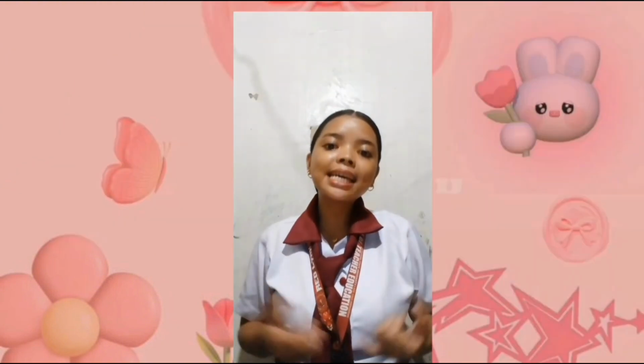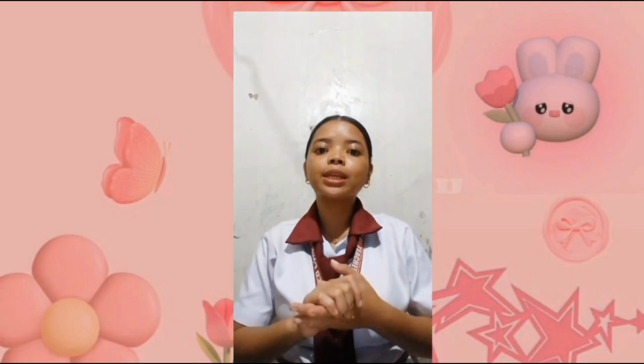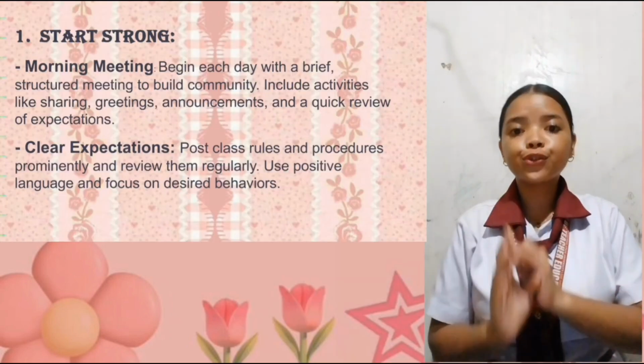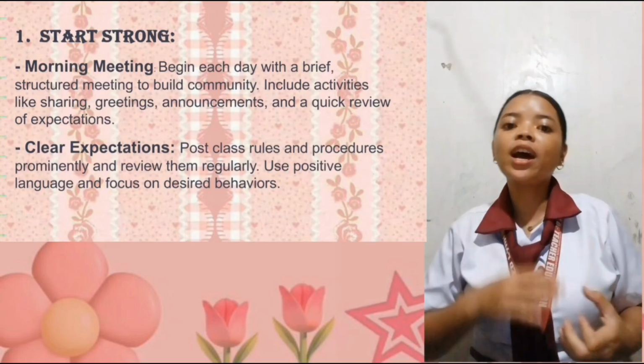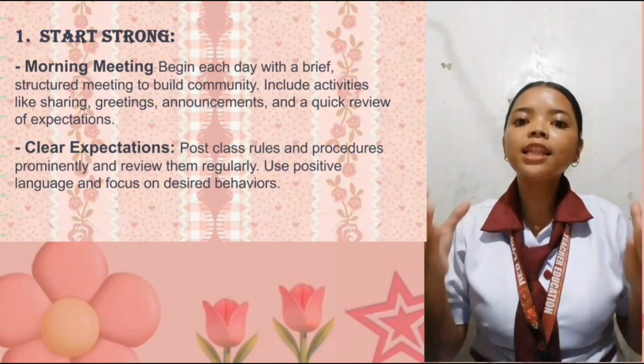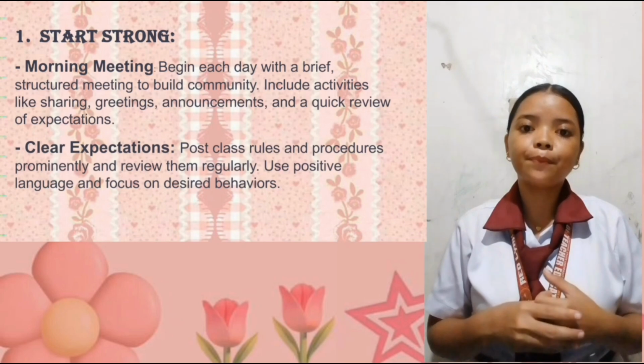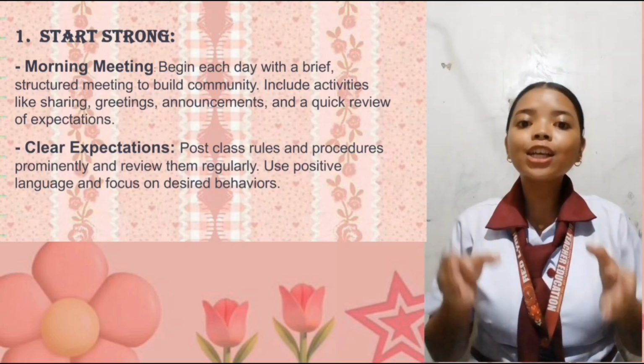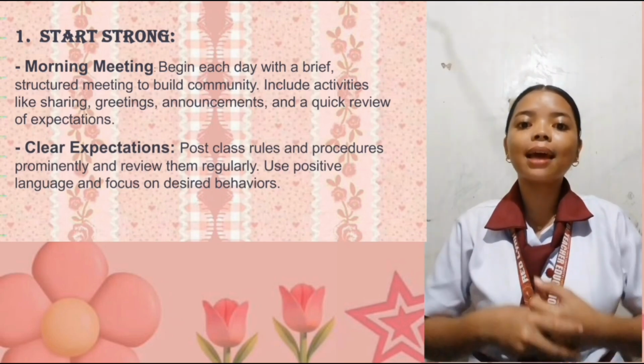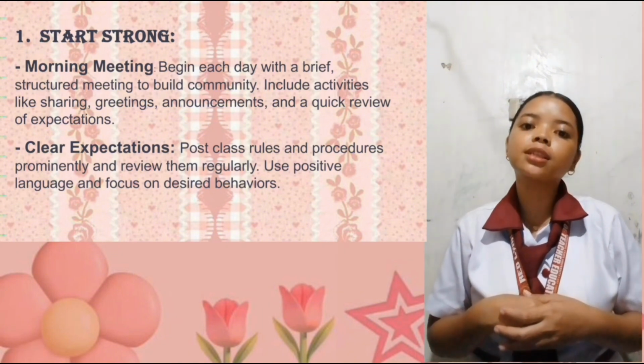So we have 6 examples of classroom procedures. Here are some classroom procedures and routines that promote discipline, fairness, respect, care, and encourage learning. First we have Start Strong. In this Start Strong, we have morning meeting. Begin each day with a brief and structured meeting to build community. Include activities like sharing greetings, announcements, and a quick review of expectations.